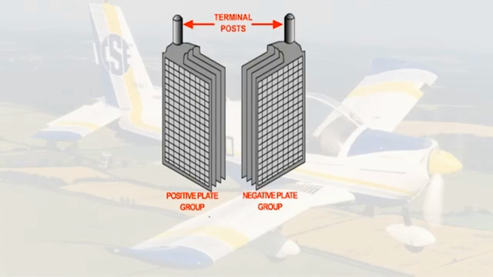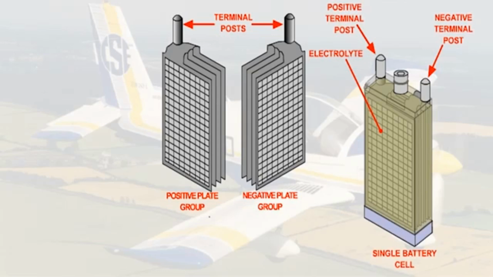The lead-acid battery is most commonly used in light aircraft. The electrodes in a lead-acid battery are called the plates. There is a positive plate, which is made of lead peroxide, and a negative plate, which is made of spongy lead. Both of the plates are immersed in an electrolyte of dilute sulfuric acid.